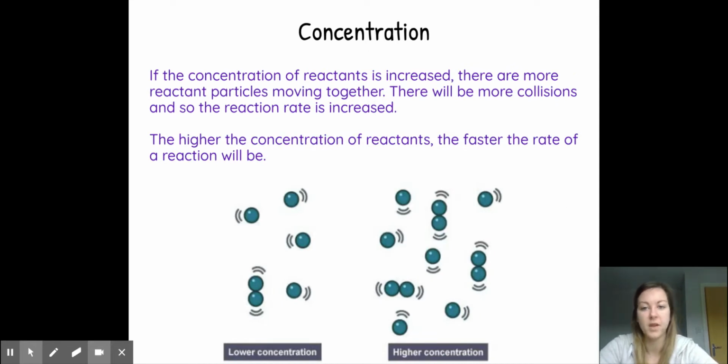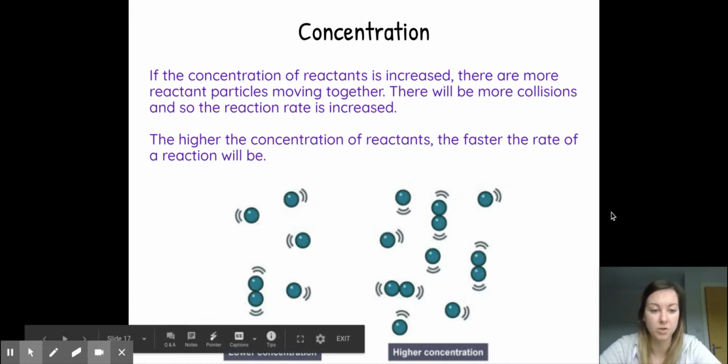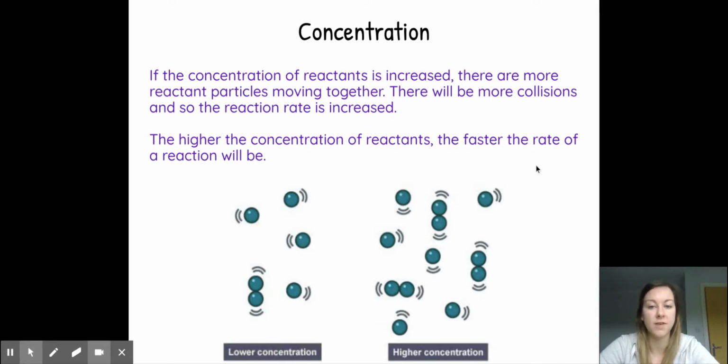Concentration. If the concentration of a reactant is increased, there's going to be more reactant particles moving together. Obviously, if you increase the concentration of something, you are increasing the number of particles that are in that substance. So there's going to be more collisions because simply there's more molecules, more particles. The higher the concentration, again, the faster the rate of reaction will be because there are more particles, so there's going to be more collisions.